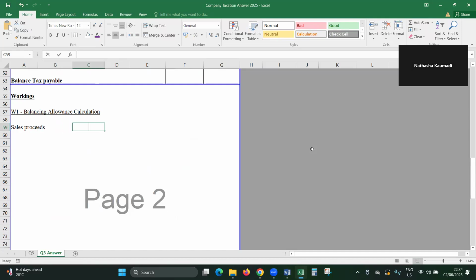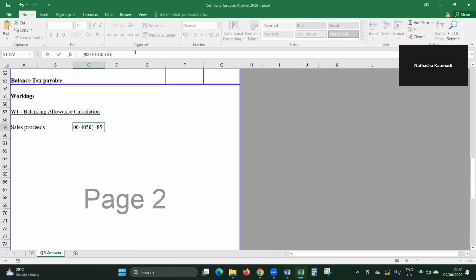Accounting carrying amount: 9,000 minus 4,050, which is 4,950. That is the carrying amount. But there's a profit by selling this minibus. There's a profit by disposing this minibus. How much is that?